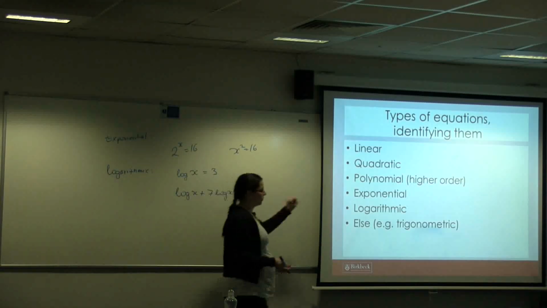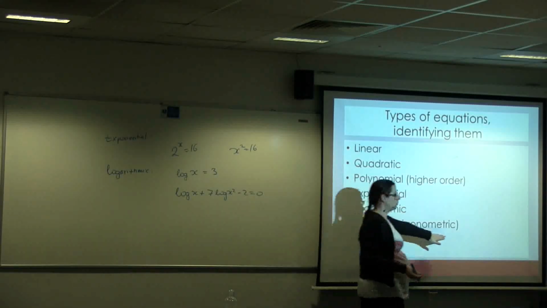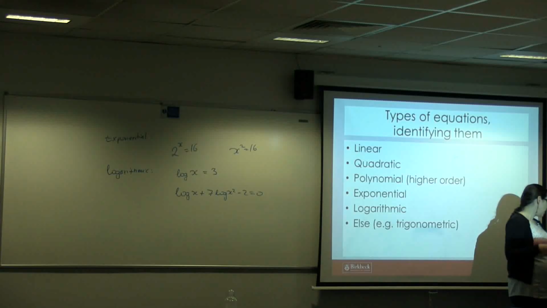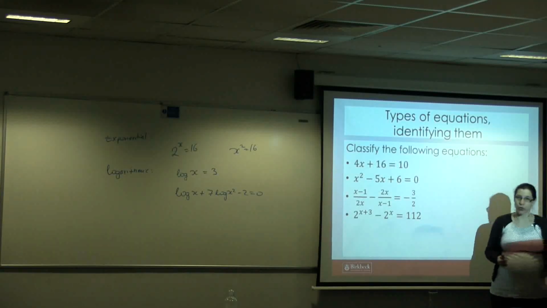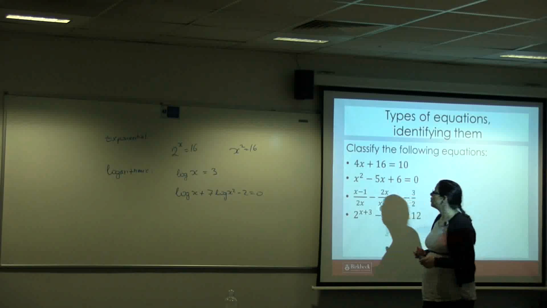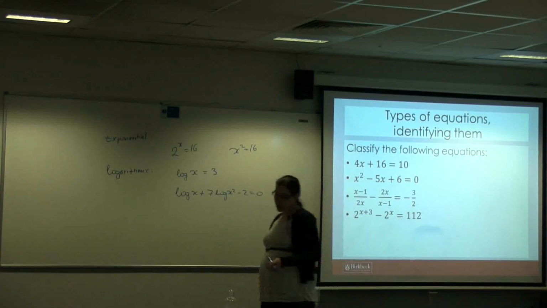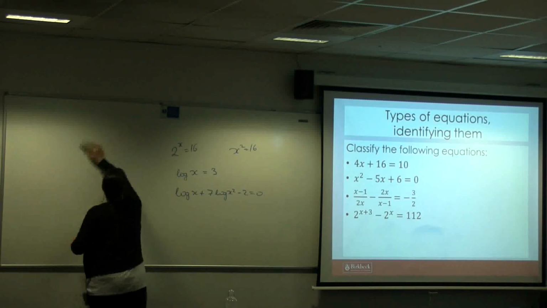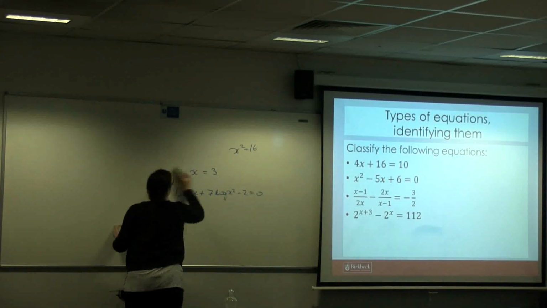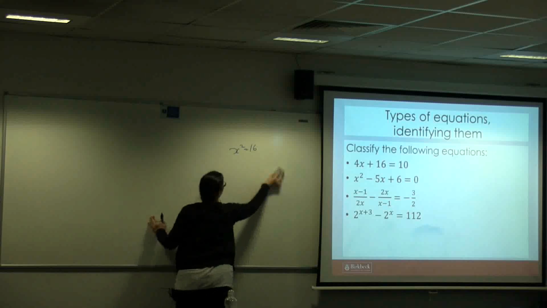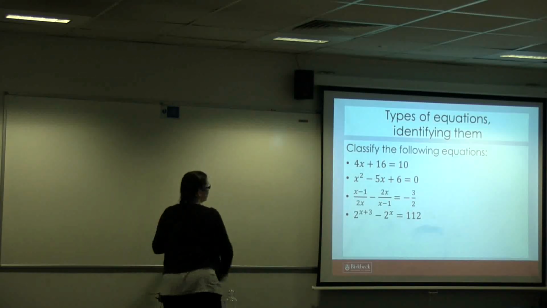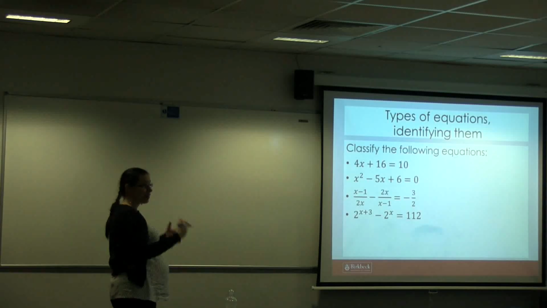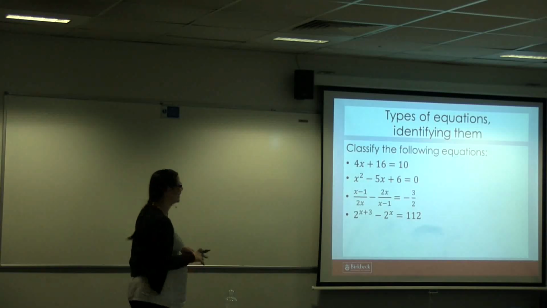There are loads more, but in business and economics you usually don't come across trigonometrics and the other types of equations. So what I'd like us to do now is have a look at each and try to find what type of equation every one of them is. There's no penalty for a wrong answer, and studying is in the trying.